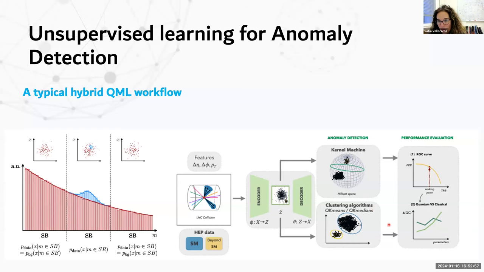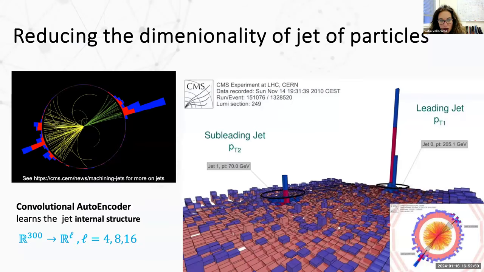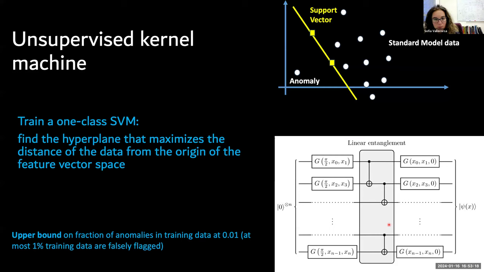So what happens if you do that? This gives you the details of what kind of events, but that is not really important at the moment. Just know that we are taking all the 300 features that represent a physics event and scaling it down to 4, 8, 6, or 16. About that amount. Then we train a kernel method as a one-class SVM.